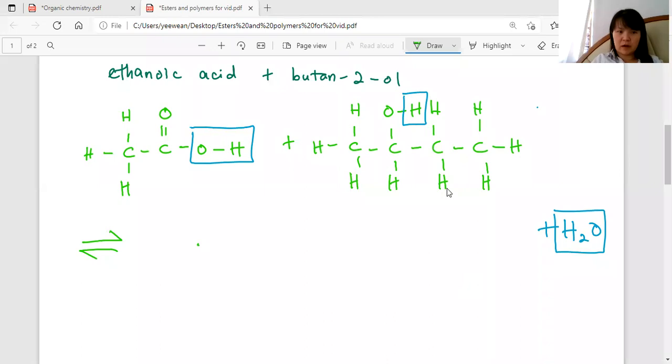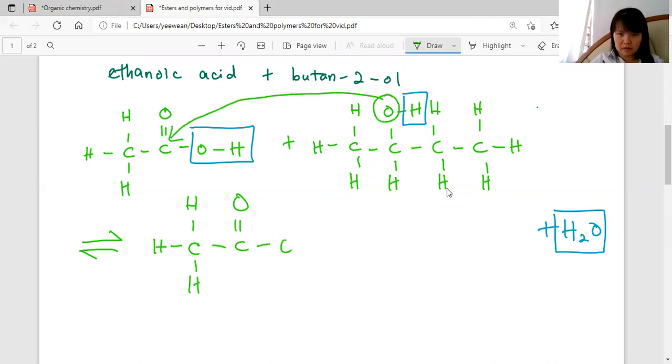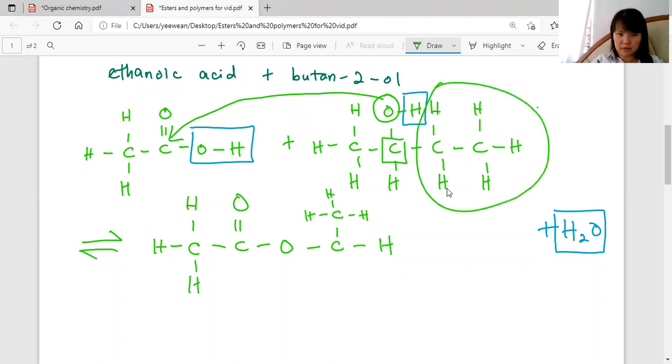So OH from the carboxylic acid and H from the alcohol. We get water here, that's for sure. And we're going to copy the carboxylic acid. And the O must be attached to this carbon. And we've got to copy everything attached to it. So attached to this O is a CH. A CH. Attached to this carbon is a CH3. I'll put it up here. And a CH2, CH3. I'm going to put it down here.